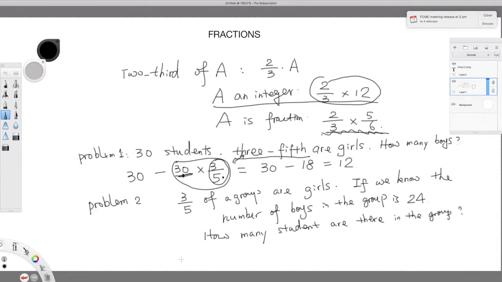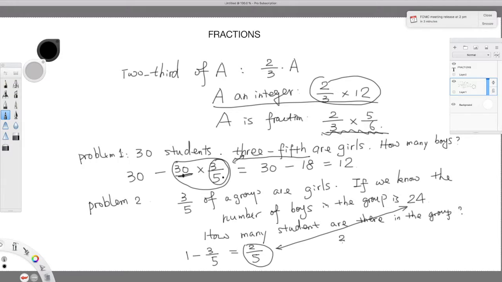Okay, so 3/5 of the group are girls, and the number of boys in the group is 24. First we figure out what fraction of the group are boys, and that would be 1 minus 3/5. We may not really have learned subtraction of fractions yet, but this is simple enough, so we know it's 2/5. So 2/5 corresponds to 24. What is 1 corresponding to?